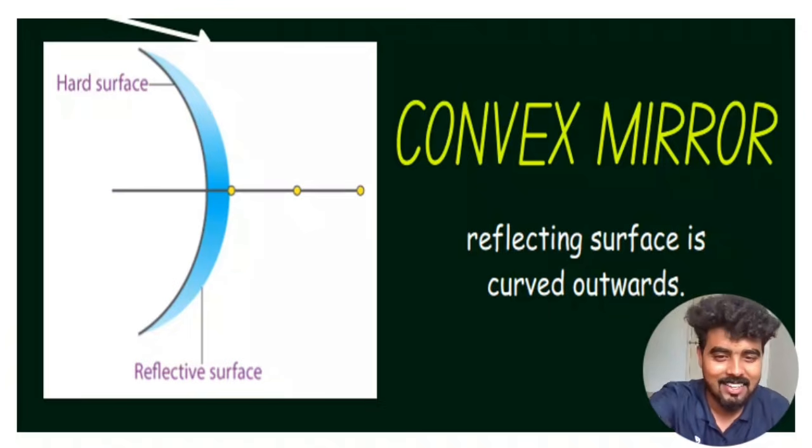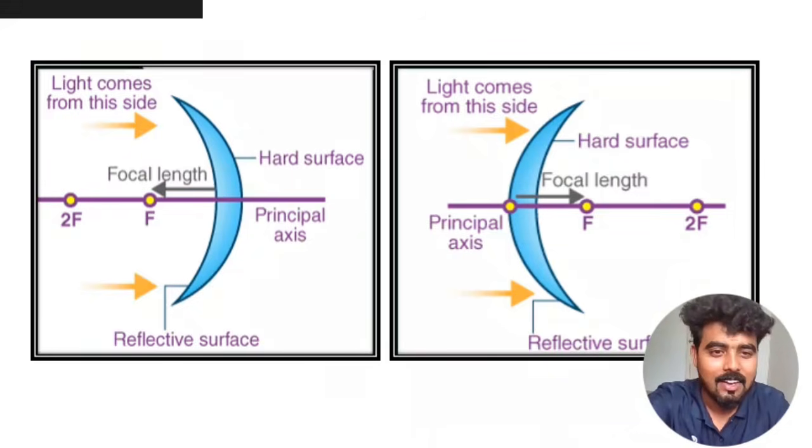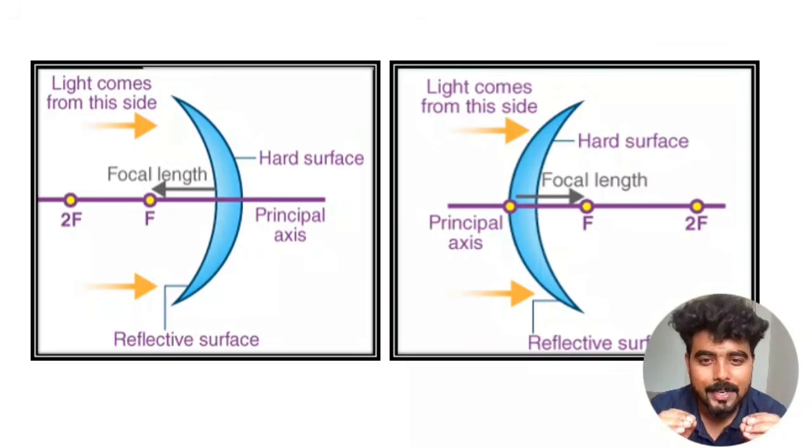The next one. Before going into the ray diagrams, we need to understand some basic geometrical terms used in spherical mirrors. Now, the first one is pole. The center of the reflecting surface of the spherical mirror is called the pole.